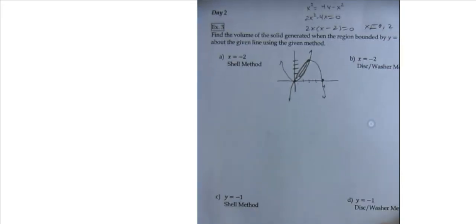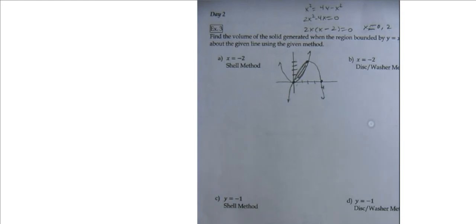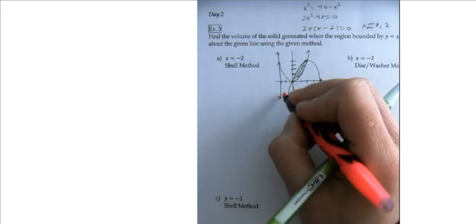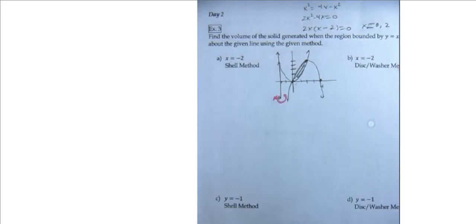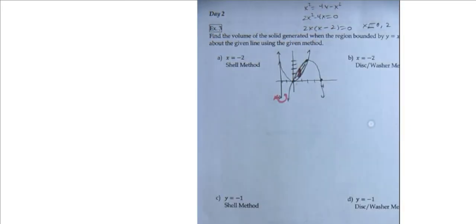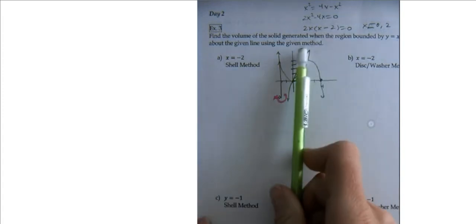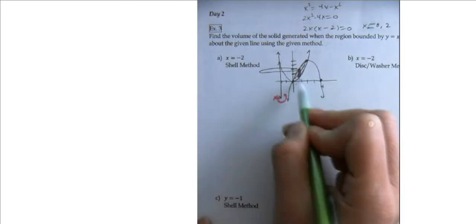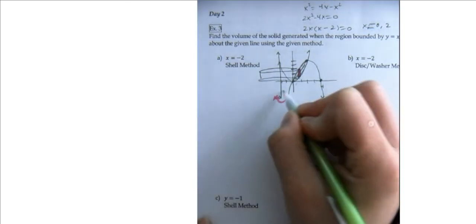Okay, while we drew it here, now we're going to look at our method. Shell is parallel. We're going along the line x equals negative 2, so we're revolving around this line right here. Like I just said, shell is parallel. If this is my line, our rectangles go this way. Now, picture this rectangle swinging around this line. It's going to swing this way, where this is our radius and this is our height.